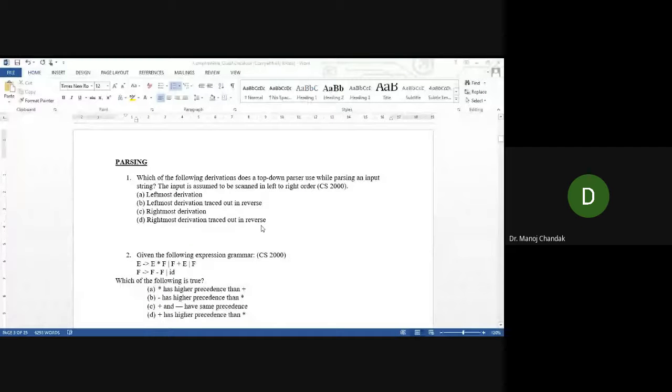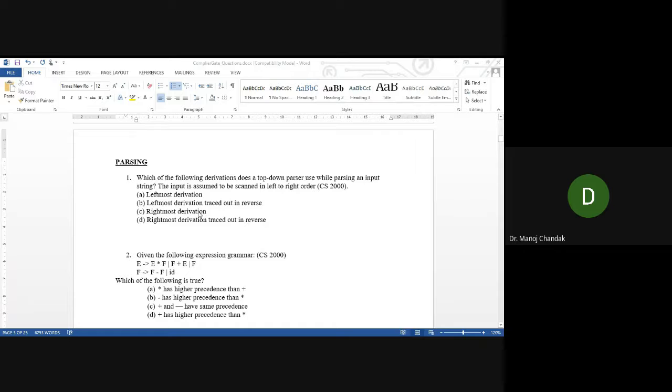Okay. So these are a few GATE examples from the old question paper. Which of the following derivations does the top-down parser use while parsing an input string? The input is assumed to be scanned in left to right order. So this is what we just discussed, that the parser will always scan your input string from left side to right side. Okay. And what this question says is, which of the following derivations, meaning expansion rule. Okay. So which derivation will be used? Put your responses on the chat window.